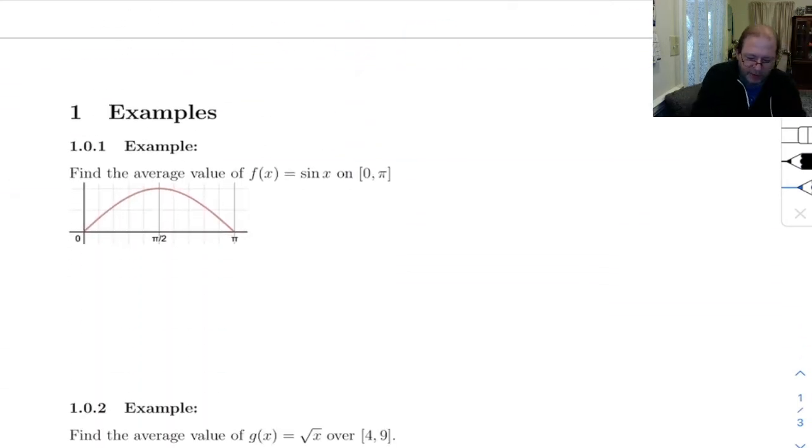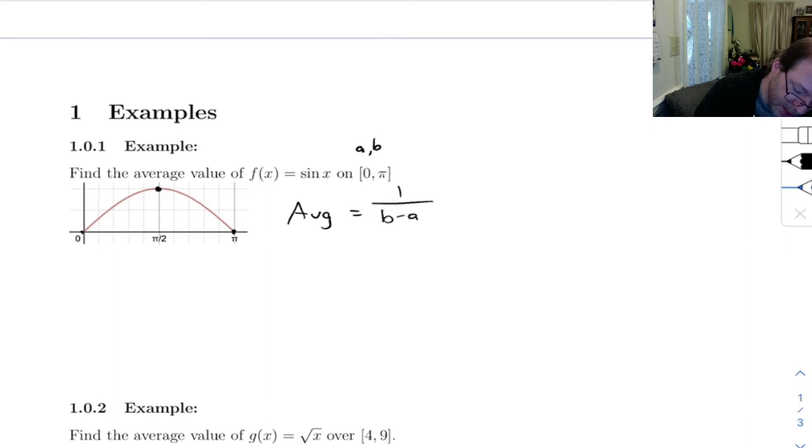Find the average value of f of x equals sine x on 0 to pi. Now we know up here the top value is 1, and it's 0 down there, so the average value's got to be between 0 and 1. If I were to guess, actually I don't know if my guess would be any good. Let's just work it out. So this is our a and b. So the average value is 1 over b minus a times the integral from a to b of sine x dx.